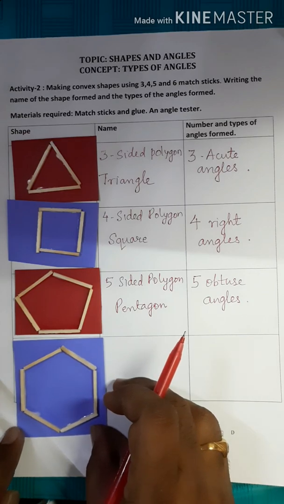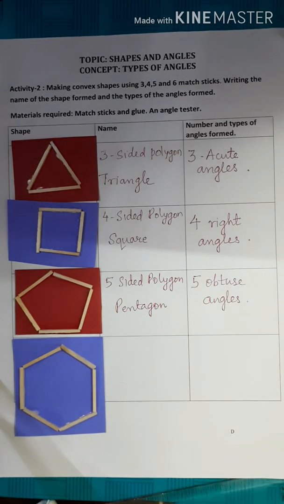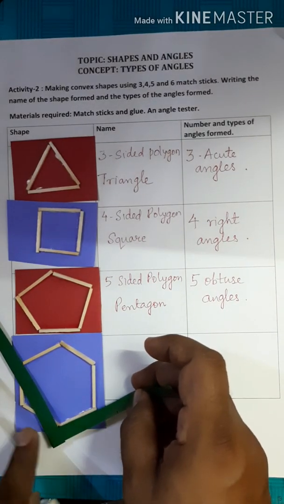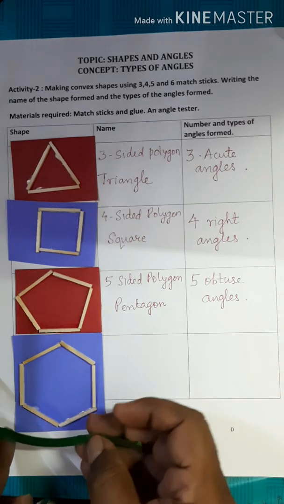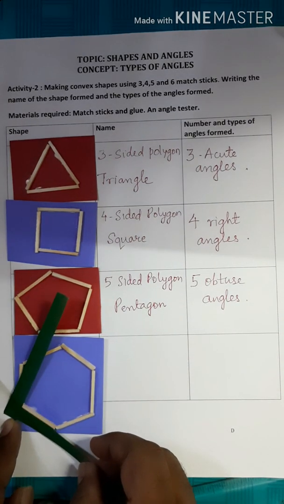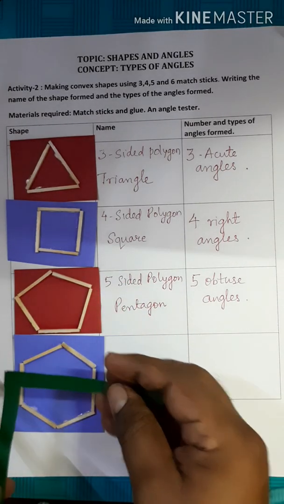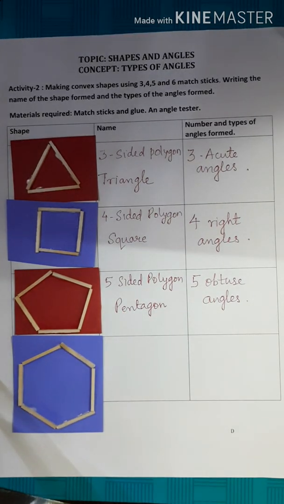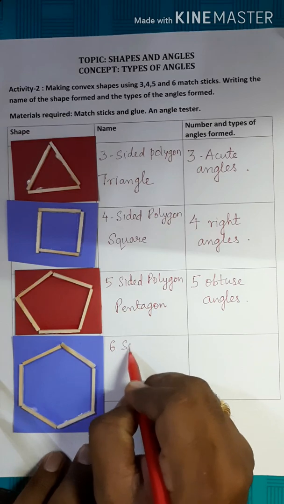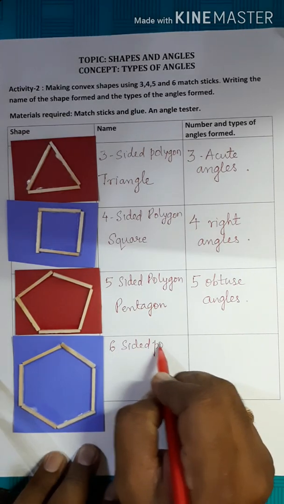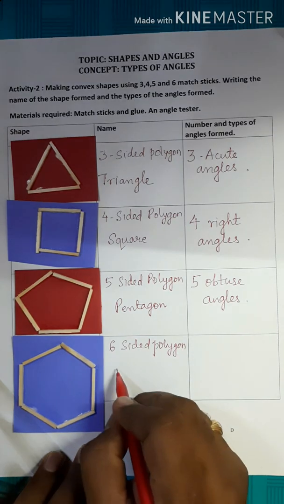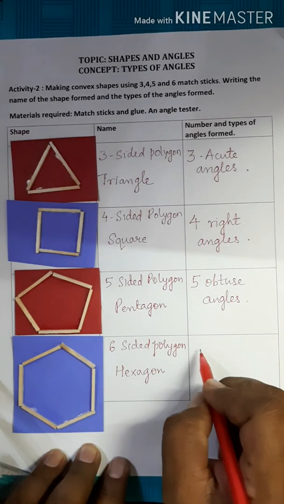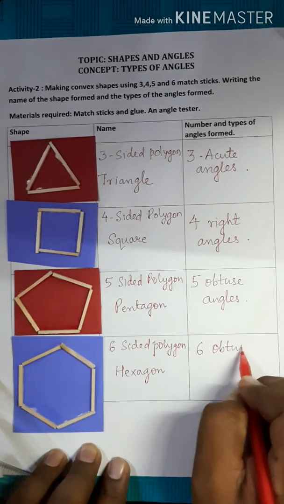Similarly, I will take one more picture. It has 6 sides. You can just see. And if you keep the angle tester at any angle, you can see that the angle is crossing. So almost all the angles are more than 90 degrees. So you can just check, all the angles are more than 90 degrees. So this is a 6-sided polygon. We call a 6-sided polygon a hexagon, and it has 6 obtuse angles.